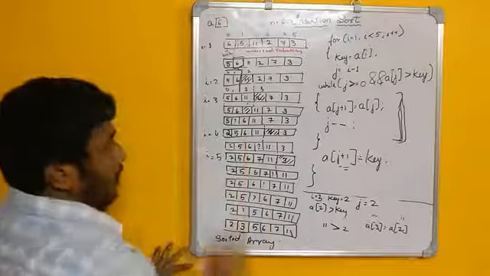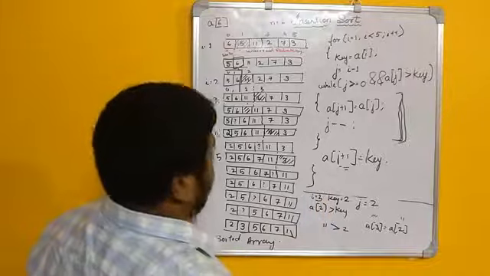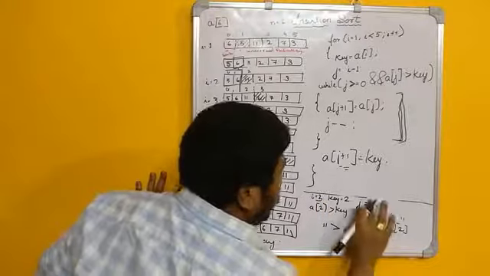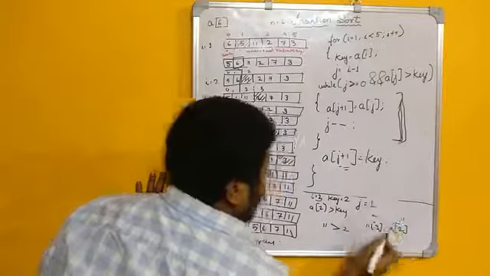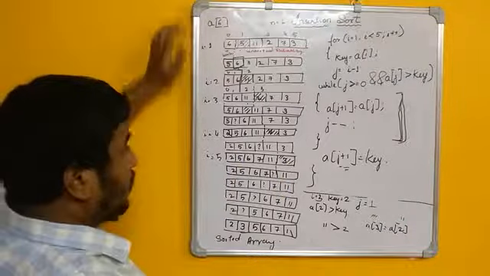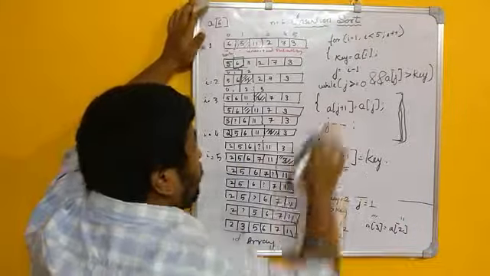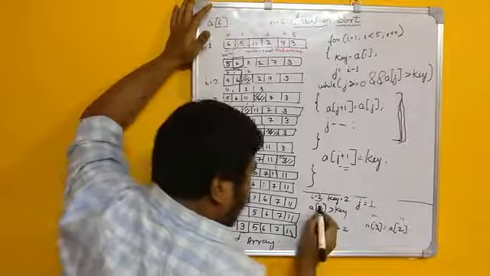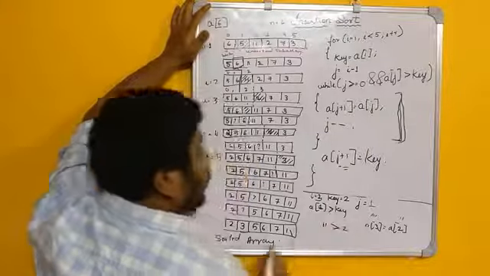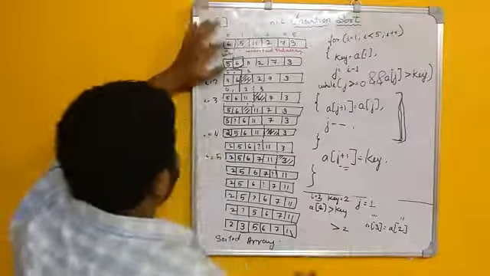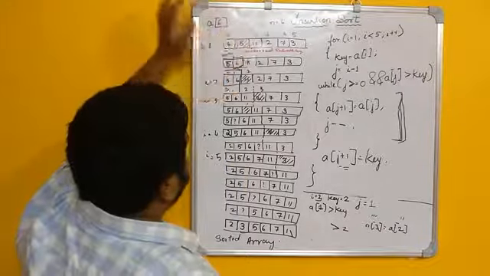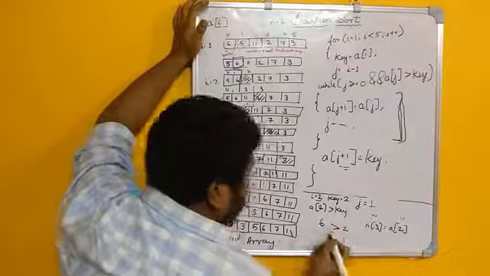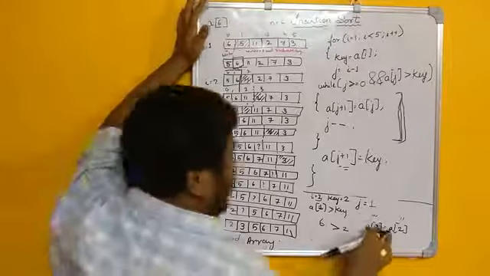See, 11. Again j is decremented. What is j now? Because it is decremented, j will be 1 now. Again the while loop: j is greater than or equal to 0? Yes. A of j is A of 1 now. Is it greater than or equal to key? We have to check. A of 1 is 6. So 6 is greater than 2? Yes. Now what do we have to do?